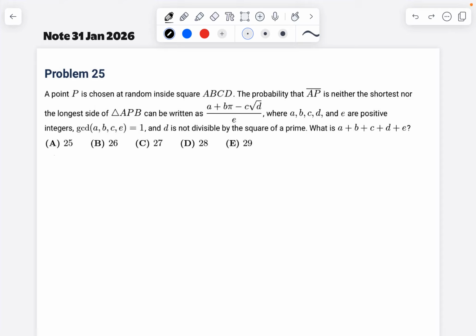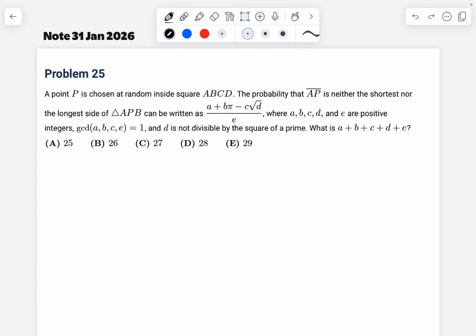Problem 25. A point P is chosen at random inside square ABCD. The probability that AP is neither the shortest nor the longest side of triangle APB can be written as (A + Bπ − C√D)/E, where A, B, C, D, and E are positive integers.